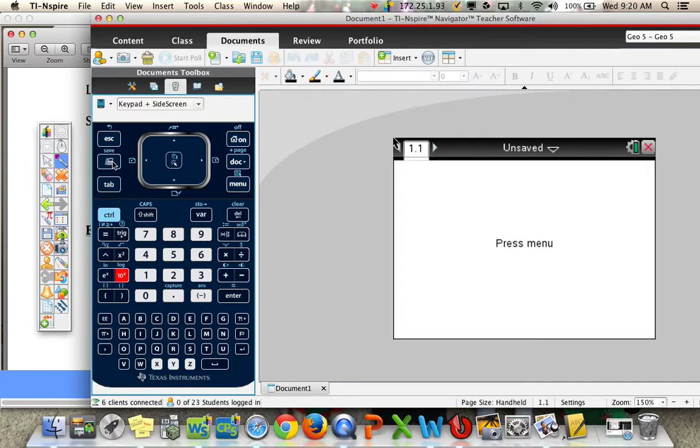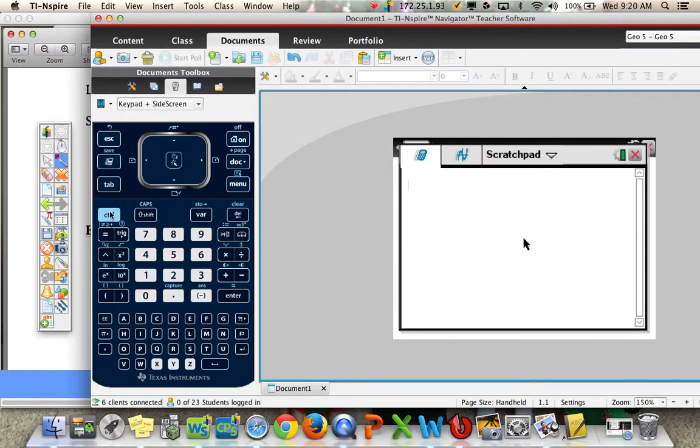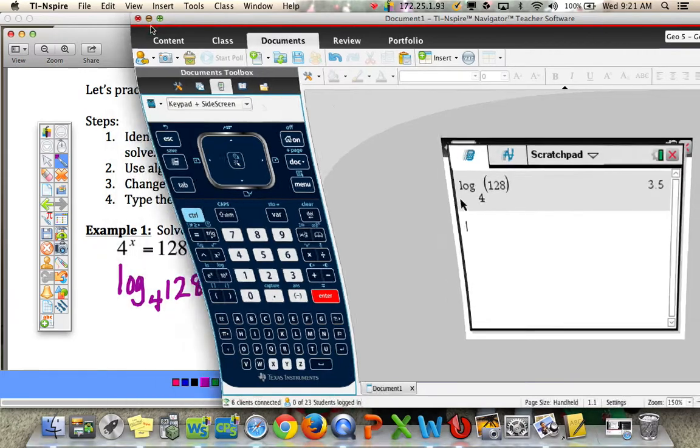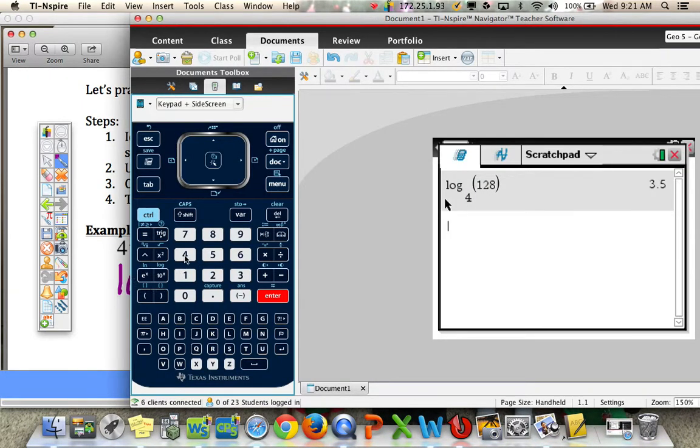Let me go to Scratchpad here. Okay, so Control 10 to the x. There's the log. The base was 4, and we say of 128. If you hit Enter, we get x is 3.5. So here it is, x is 3.5. You can check your answer by typing in 4 to the 3.5 power. We should get 128.